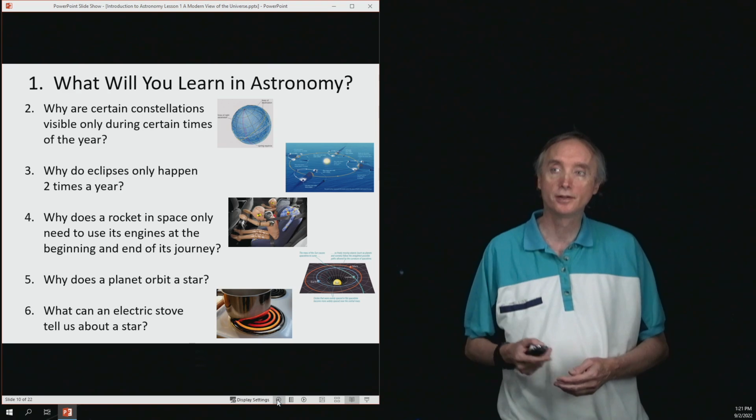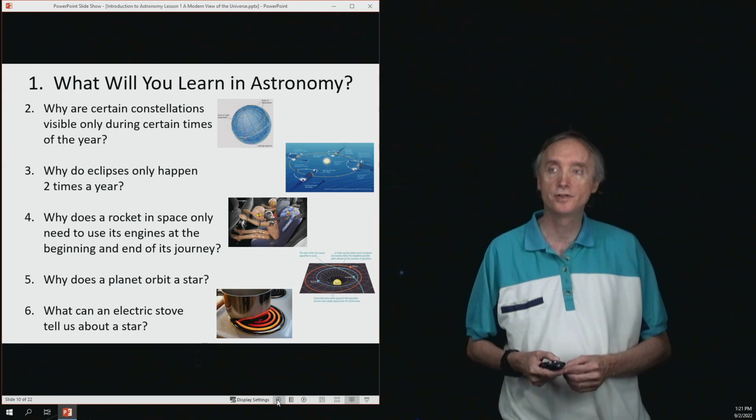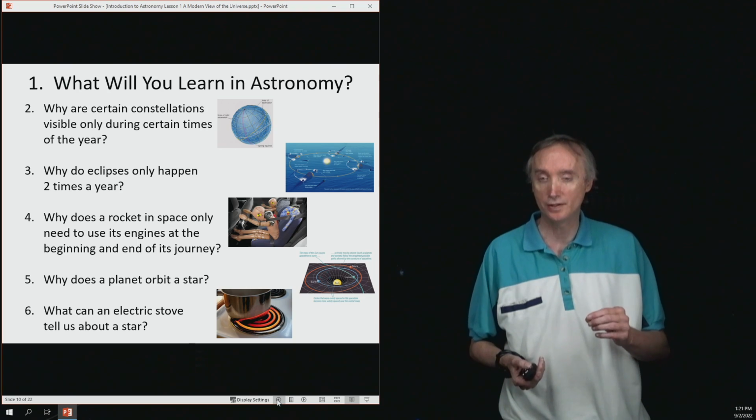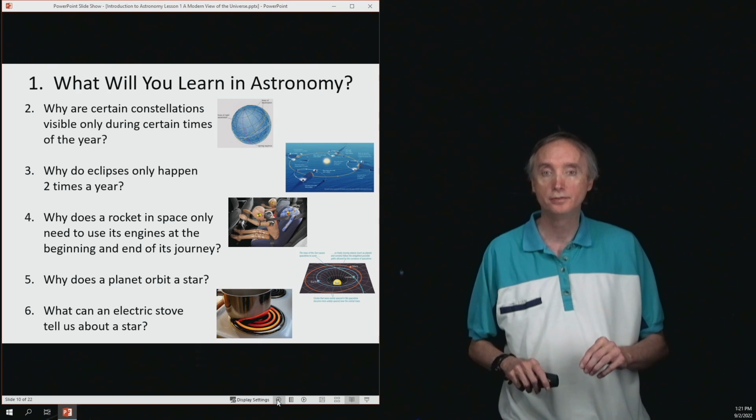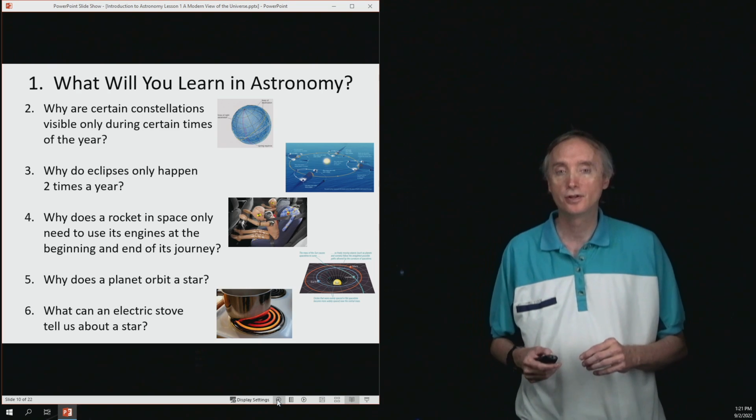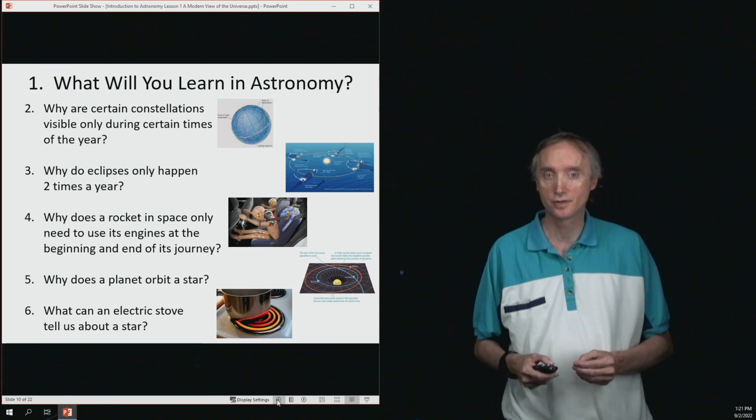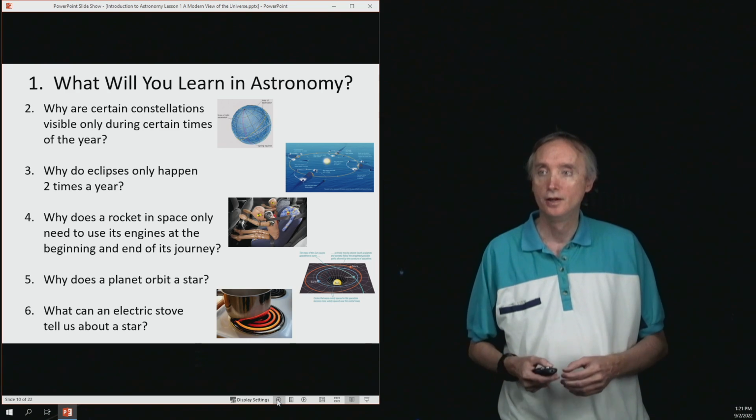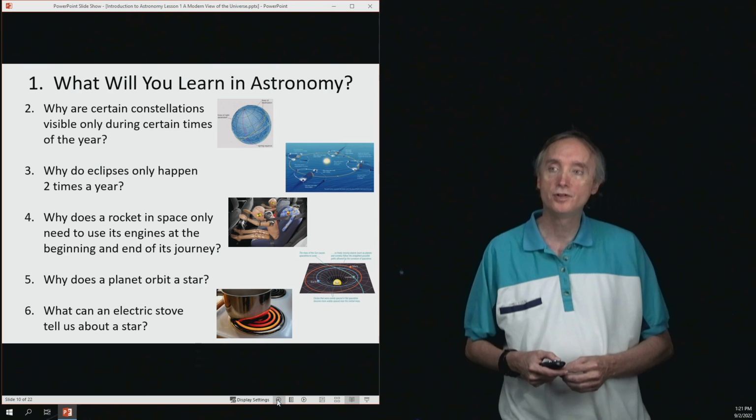So for example, in lesson number 2, you will be able to answer the following question. Why are certain constellations visible only during certain times of the year? For example, Orion is the one that has the 3 stars in the belt, and in North America you can see it normally during the winter time, but you don't see it during the summertime. Why?